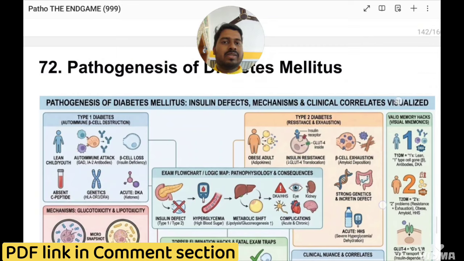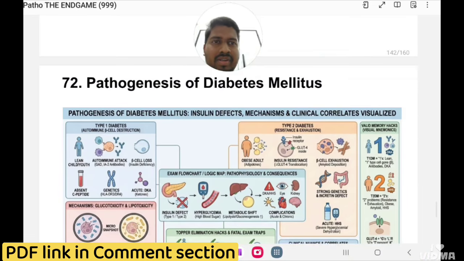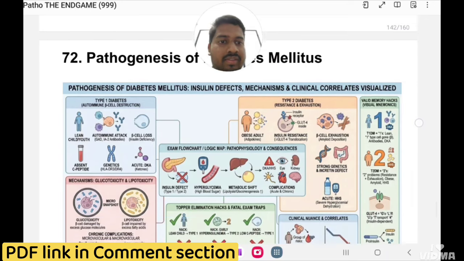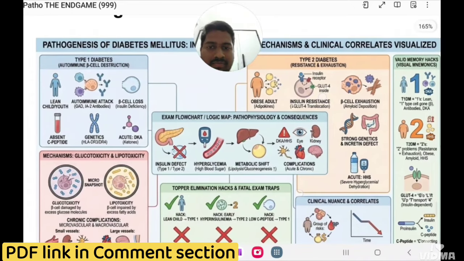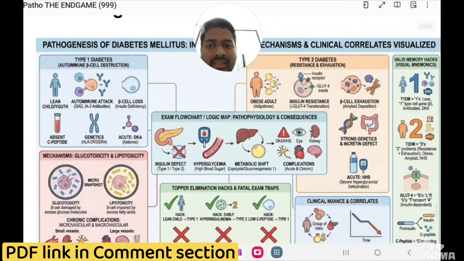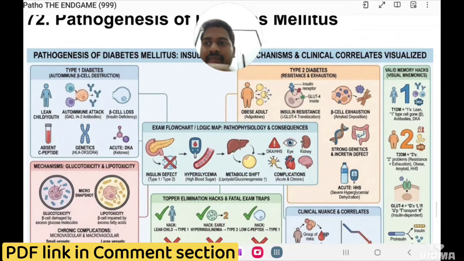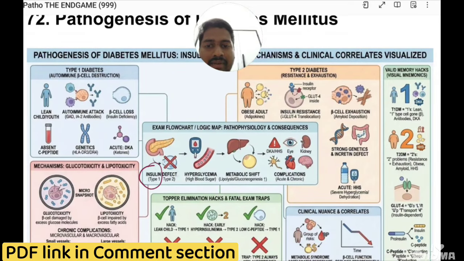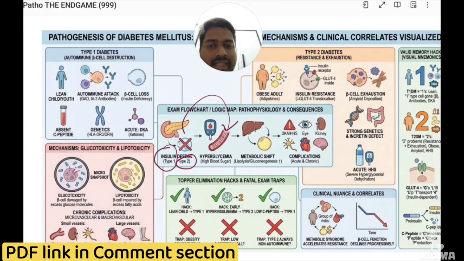Next we'll go to the pathogenesis of diabetes, briefly about diabetes mellitus, especially focusing on type 1. In type 1 there is an insulin defect, that is deficiency of insulin, and in type 2 there is resistance to insulin. Both lead to hyperglycemia, that is high blood sugar, leading to a metabolic shift: lipolysis and gluconeogenesis increase, and finally complications.